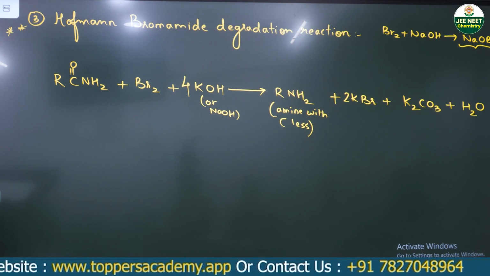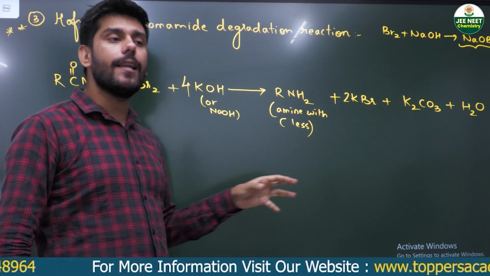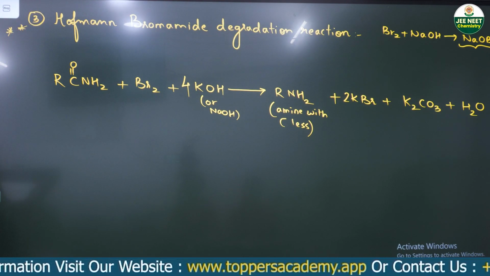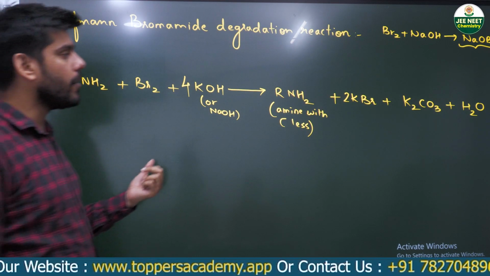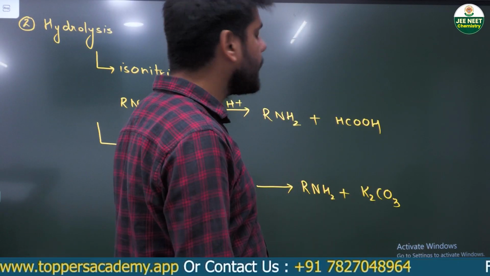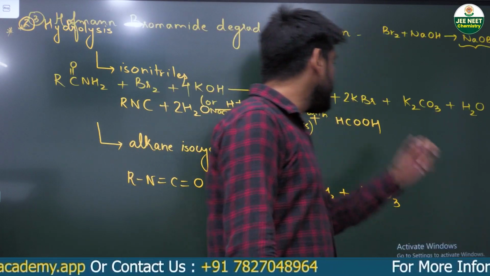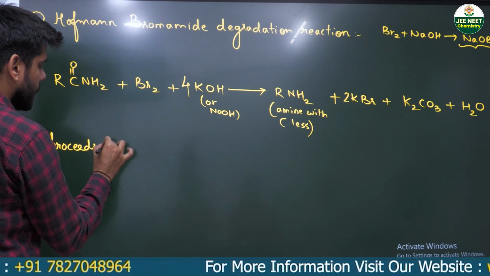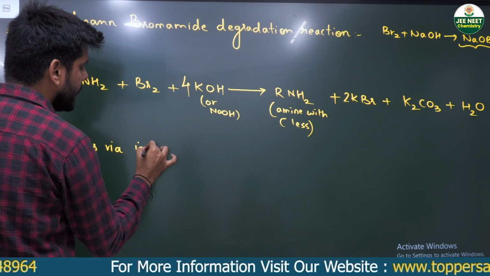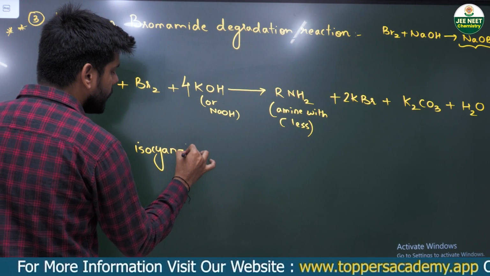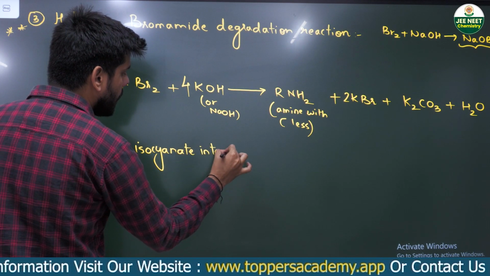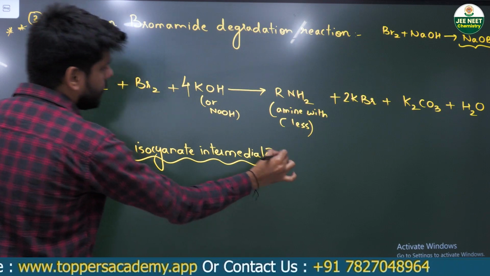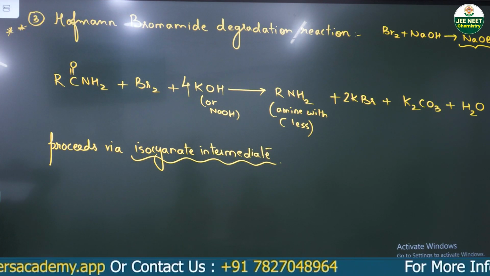But what is more important is the mechanism of this reaction. There is a formation of an intermediate. So what is that intermediate? Although we have already discussed it, that is alkyl isocyanate. So it proceeds via isocyanate intermediate. Quickly note it down, then we discuss the mechanism. Shall we discuss the mechanism?